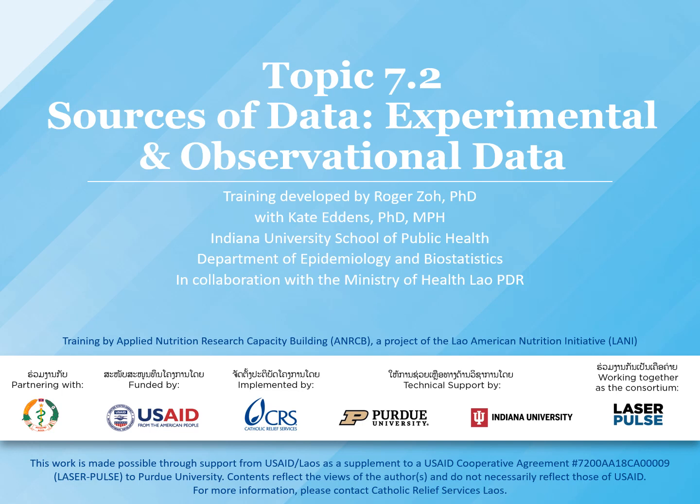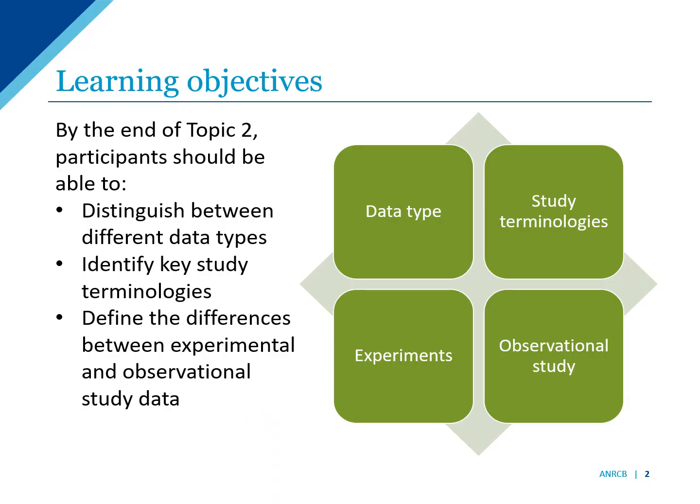Welcome to Module 7, Topic 7.2, Sources of Data, Experimental and Observational Data. By the end of Topic 2, participants should be able to distinguish again between different data types, identify key study terminologies, and define the differences between experimental and observational study data.